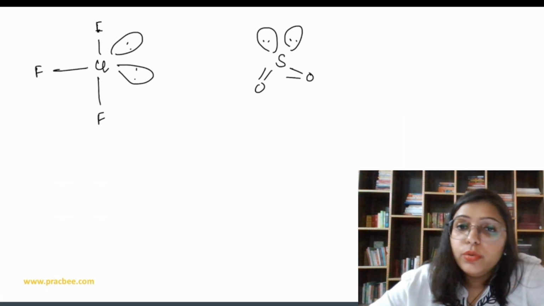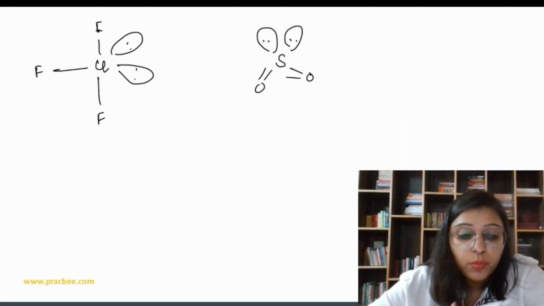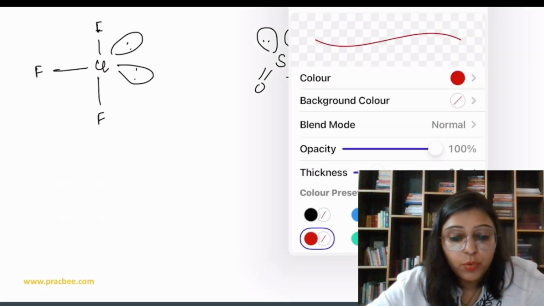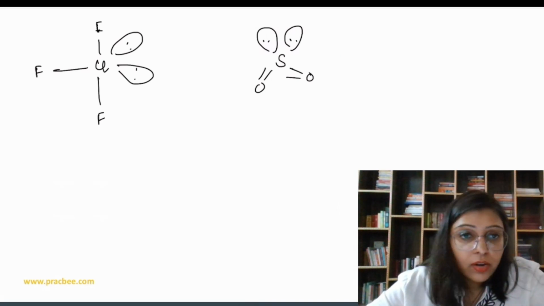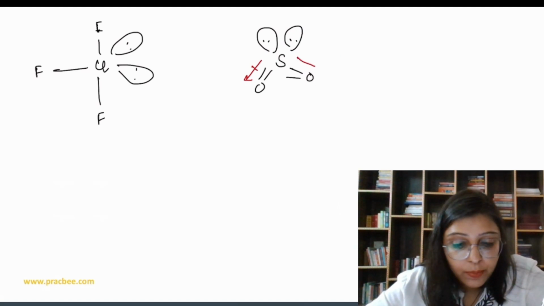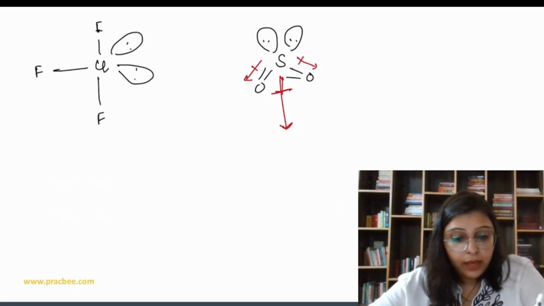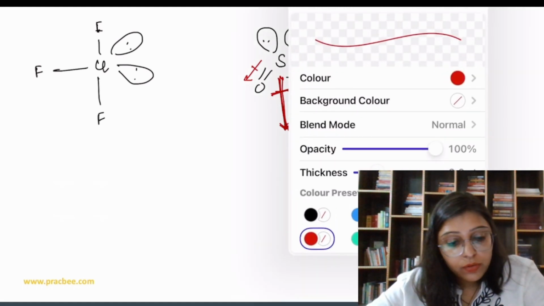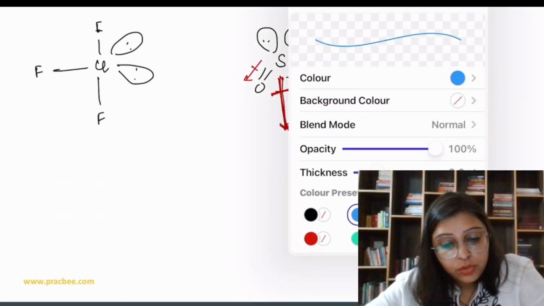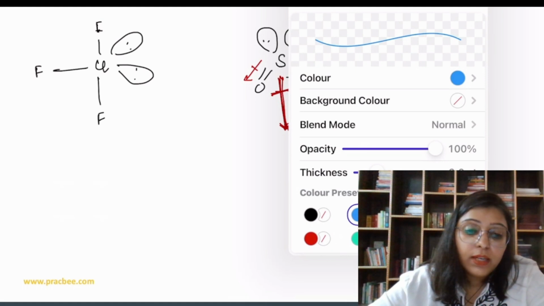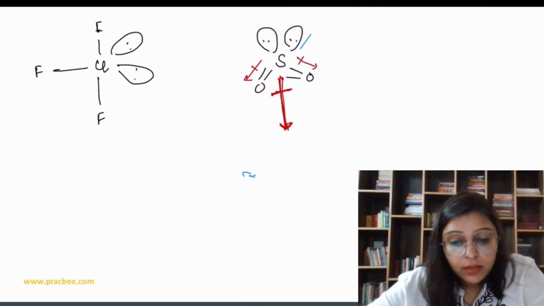So how to do this? We have to check the dipole moment. How? Sulfur and oxygen. Oxygen is more electronegative, so the dipole moment is towards oxygen, and here the net dipole moment is towards here, right? Now out of sulfur and lone pair, the dipole moment is towards the lone pair side, right?